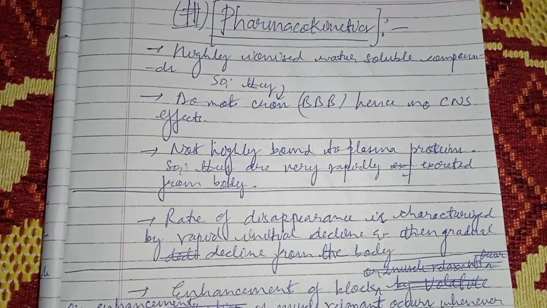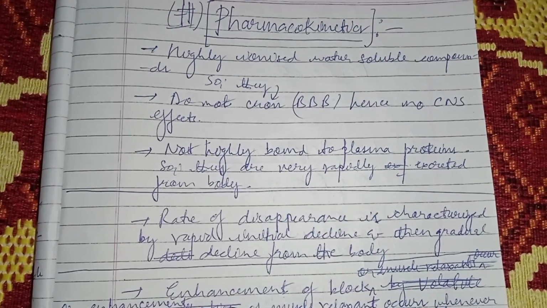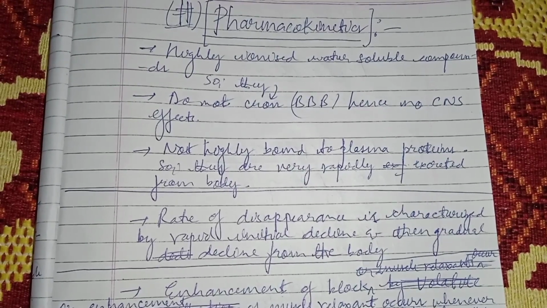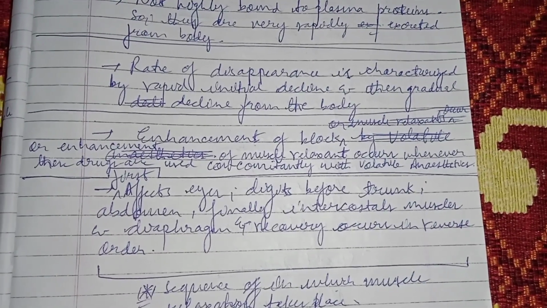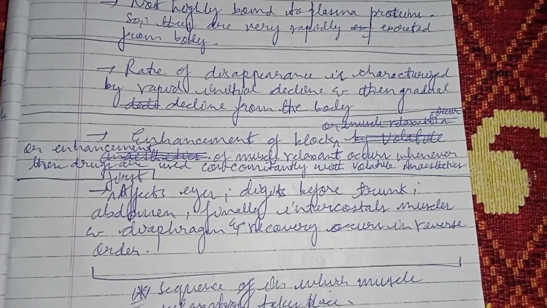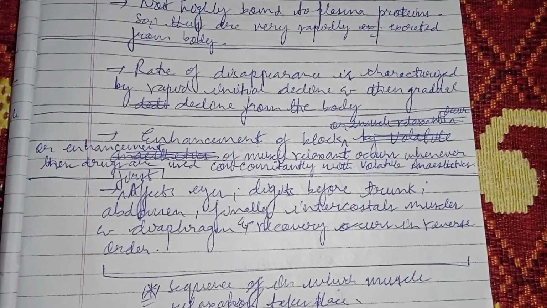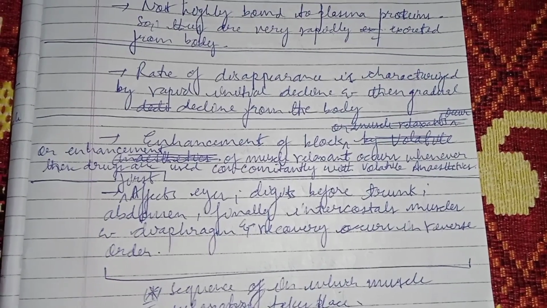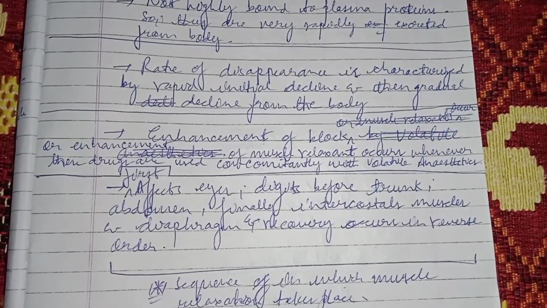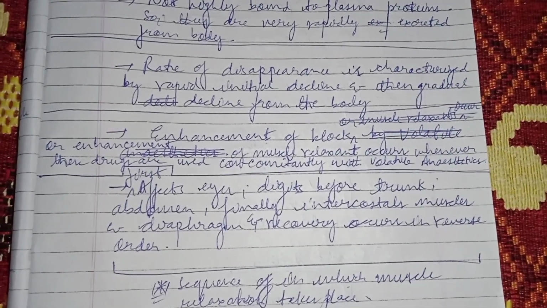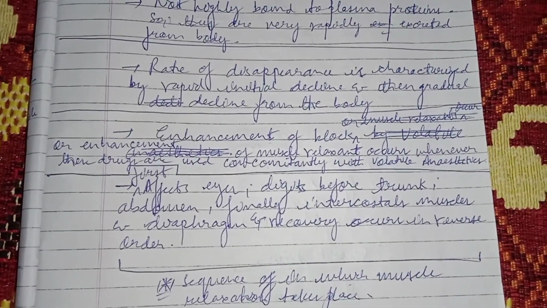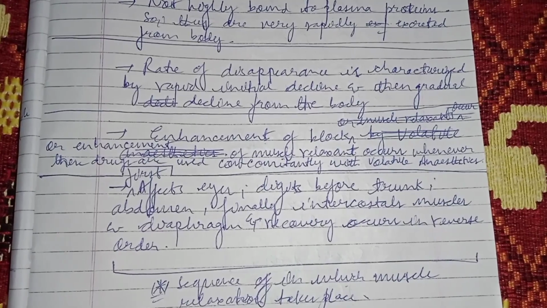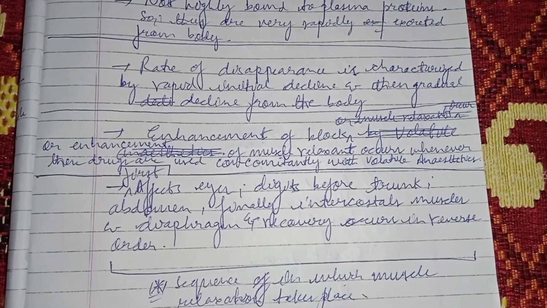Now the other point: the rate of disappearance is characterized by a rapid initial decline and then a gradual decline from the body. Enhancement of block, or enhancement of muscle relaxant effect, occurs whenever these drugs are used concomitantly with the volatile anesthetics.